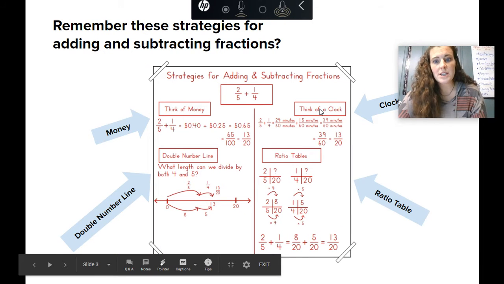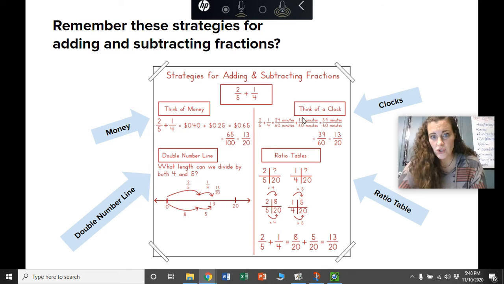Now, as you're working today, we have a whole lot of different strategies for adding and subtracting fractions. For example, if I'm trying to add 2/5 plus 1/4, I might think of money. 2/5 is equal to 40 cents out of $1, right? Because if I divide $1 into 5 pieces, they're 20 cents each. If I have 2 of those, that's 40 cents. 1/4 of $1 is 25 cents, which 40 plus 25 means I have 65 cents, or 65 out of the 100 cents I need to make $1.